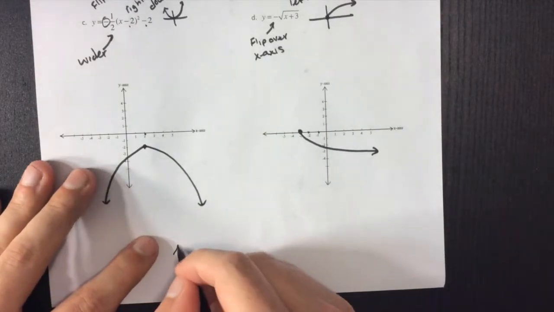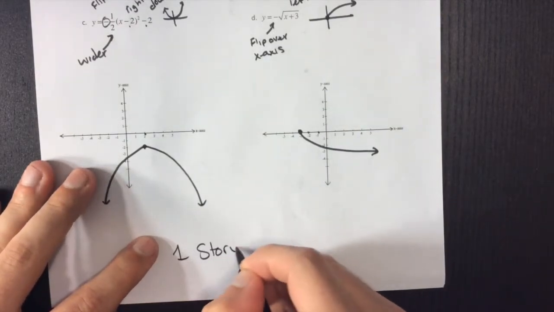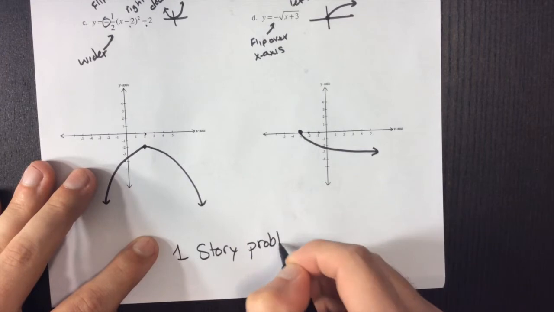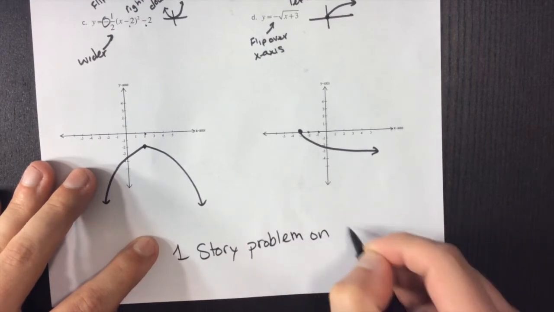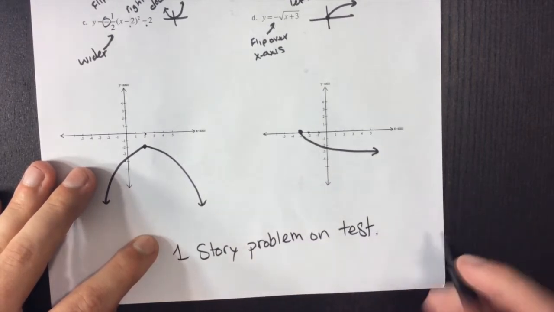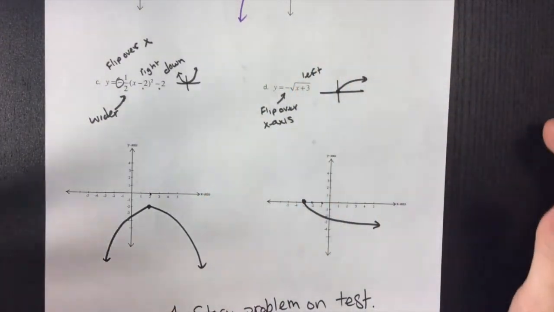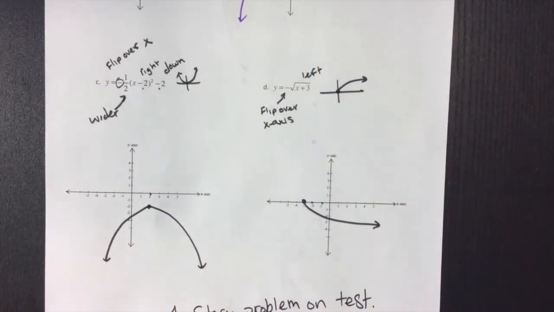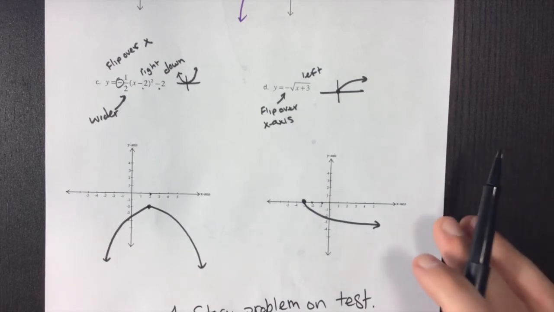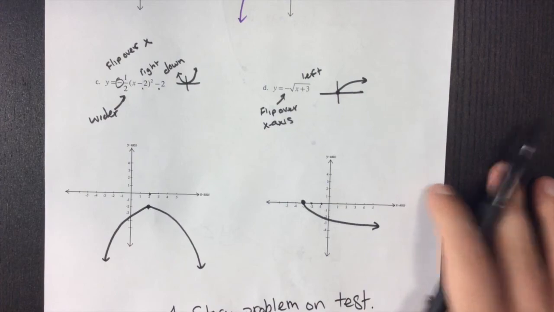There's going to be one story problem on the test. So make sure you study those. Make sure you study your parent functions. Make sure you do domain, range, increasing, decreasing, positive, negative, all of those fun things that we did throughout these past 2 weeks. All right, good luck studying.